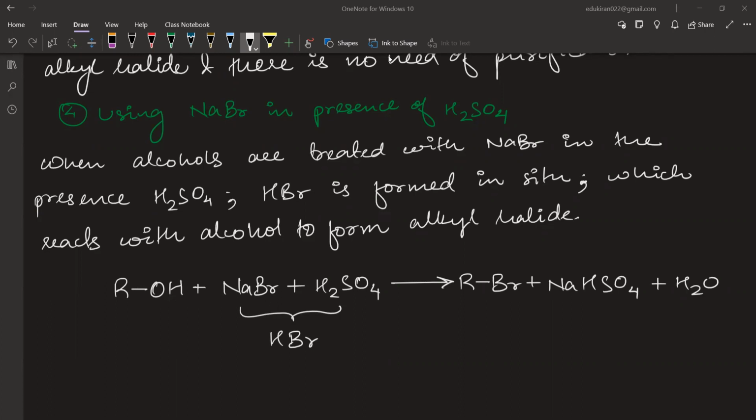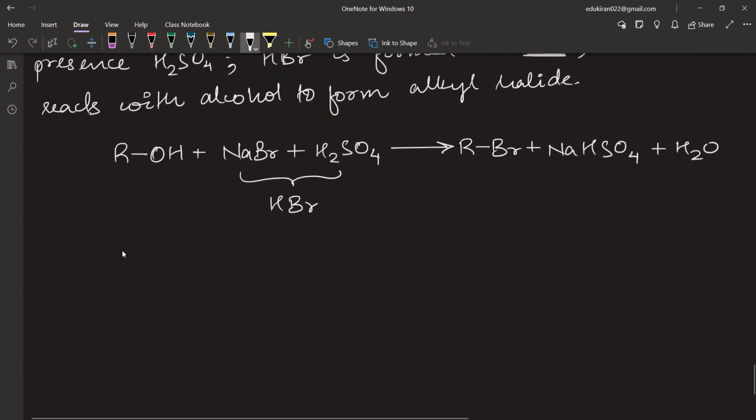Sir, what did you write after HBr is formed? In situ. Okay, in situ means it is formed during the reaction. It is not formed as the product, it is formed during the reaction. Okay.